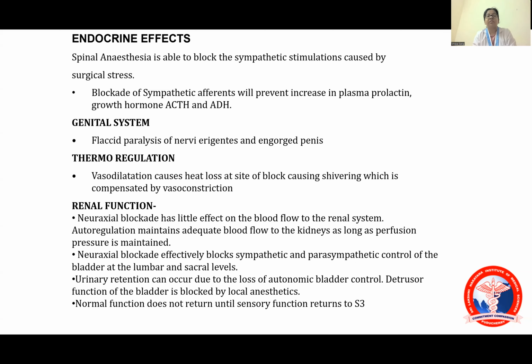Neuraxial blockade effectively blocks sympathetic and parasympathetic control of the bladder at lumbar and sacral levels. Urinary retention can occur as a side effect due to the loss of autonomic bladder control. So the normal function of the bladder does not return until sensory function returns to S3.